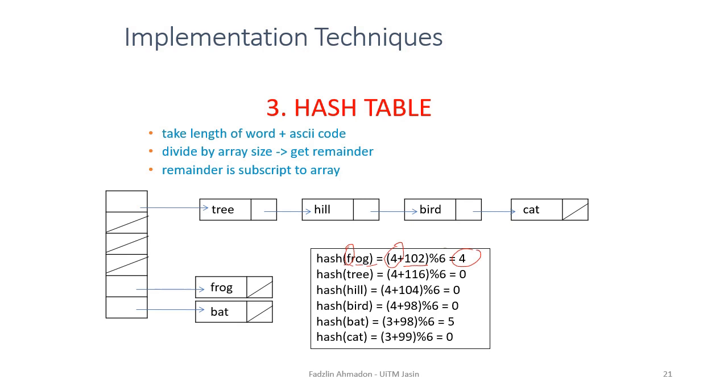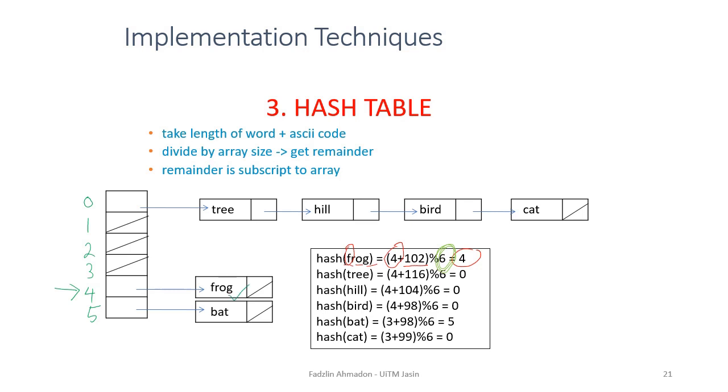6 over here is the array size. 1, 2, 3, 4, 5, 6. The array size is 6. And then we get 4 as the remainder. 4 is where our linked list should start. And again, you have to remember, this is an array. Therefore, the address starts from 0. 0, 1, 2, 3, 4, 5. So frog should be placed at address 4. And because frog is the first word, we start here.